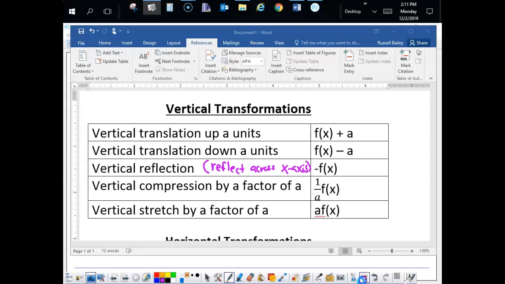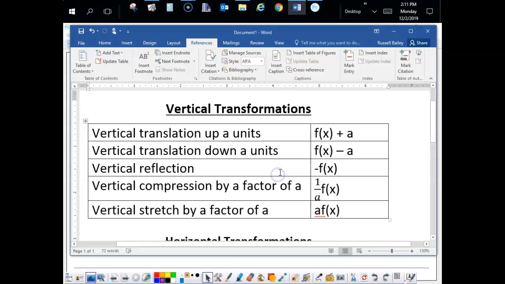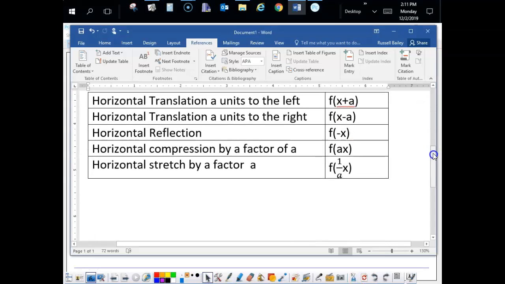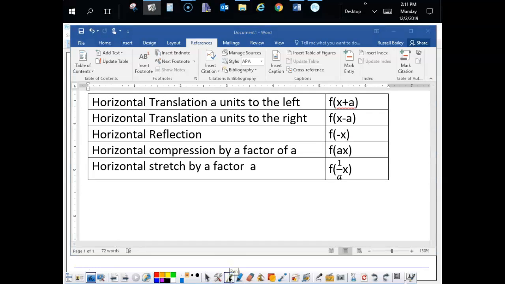What do you guys think I'm going to have you write down here? Like across the y-axis. There you go. So reflect across the y-axis. So horizontal reflections, they're going to word it like this. Reflect it across the y-axis. Okay?